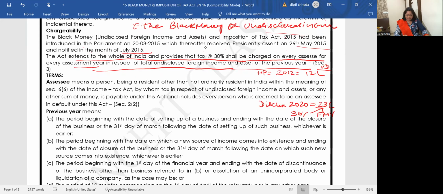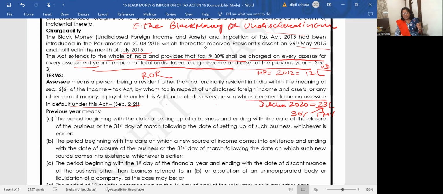SSE means a person being a resident other than not ordinary resident in India. Other than not ordinary resident means a resident and ordinary resident will only pay the tax, within the meaning, by whom tax in respect of undisclosed foreign income and assets or any other sum is payable, and includes every person who is deemed to be SSE in default.